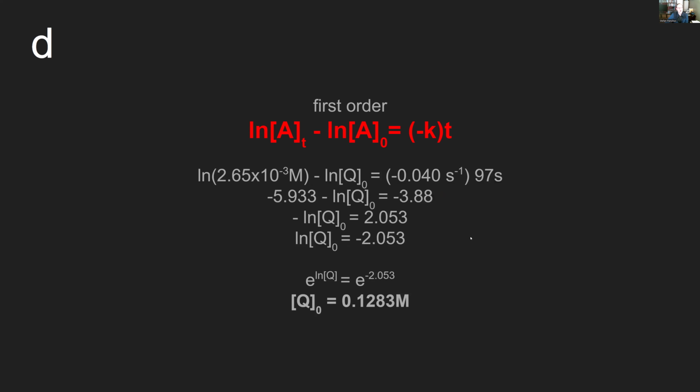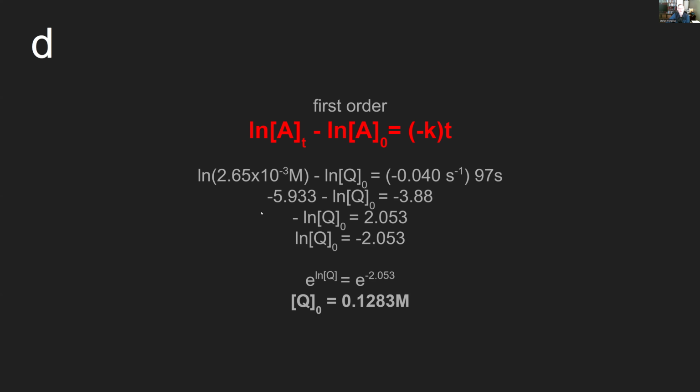For the last part, D, of the first order reactions, we're still using that same integrated rate law with the natural logs in it. You'll notice I plugged in the values just like I did in the first problem, except this time it's the initial concentration that we're trying to solve for. When we take the natural log of 2.56 times 10 to the negative third molarity, you get an answer of negative 5.933 minus the natural log of the initial concentration. The negative k value times the time gives us negative 3.88.